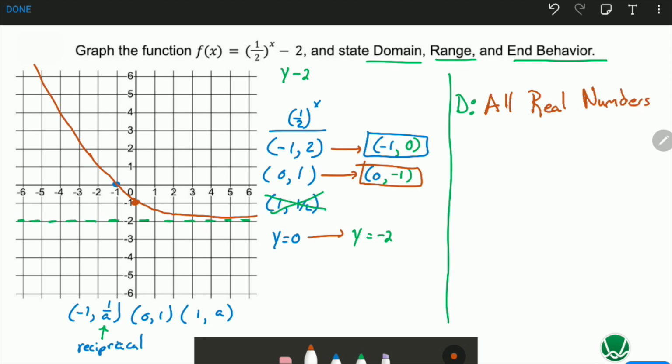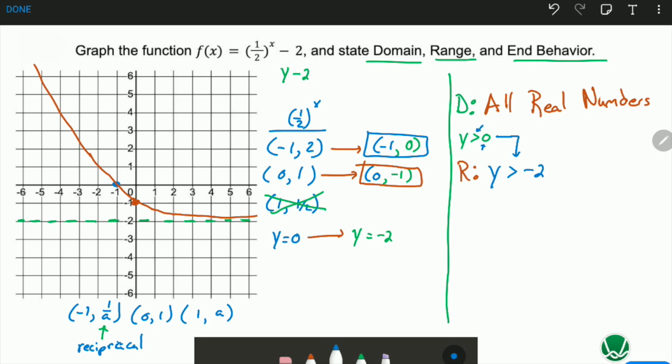The range is usually a restricted value, or always a restricted value. So normally, the parent function has a range of y greater than 0, not equal to because of the asymptote, and because of our transformation of y minus 2, this is going to change to be y greater than negative 2, subtracting 2 from our y value. Since we don't multiply or divide by negative, our inequality sign will stay the same.